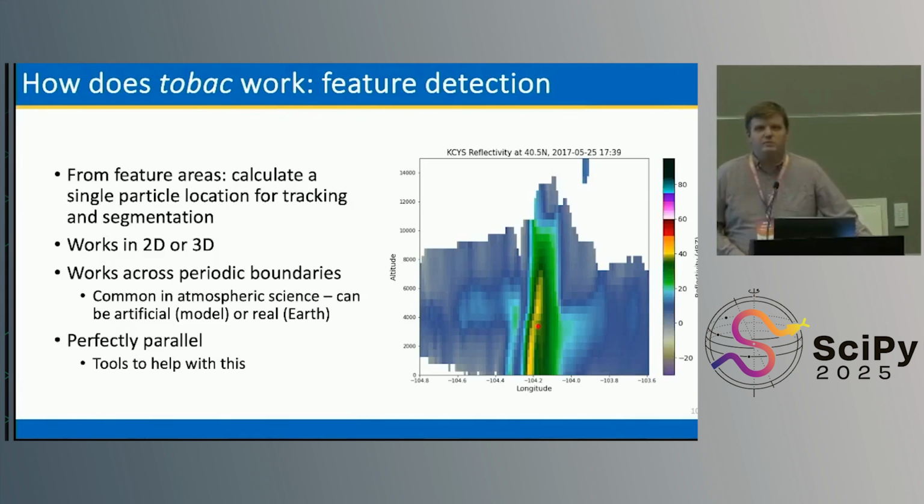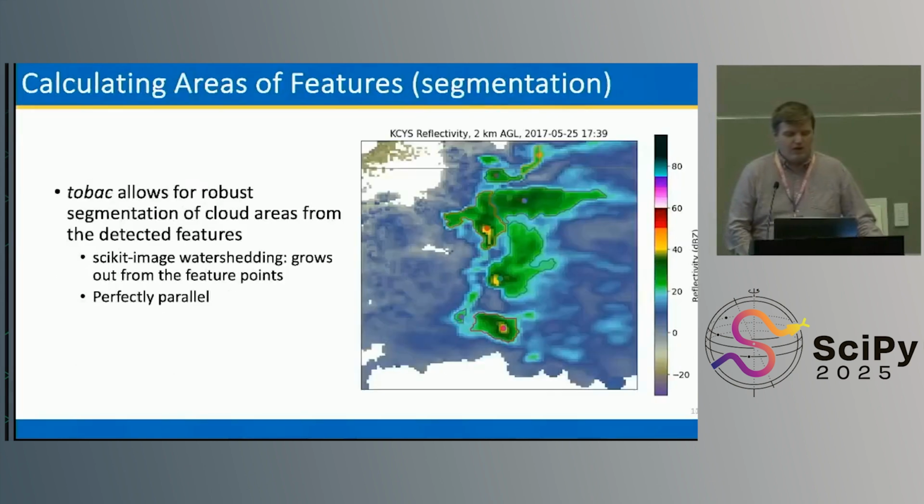It also works across periodic boundaries or wraparound boundaries. We added that capacity in to handle that. And this is all perfectly parallel, the feature detection is. We can also calculate areas of features. So using those detected features from before, we can identify individual areas around our seed points.